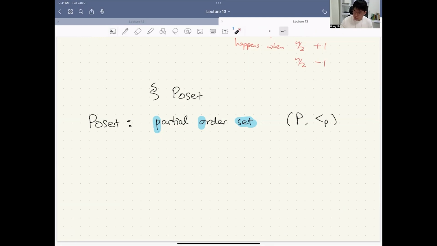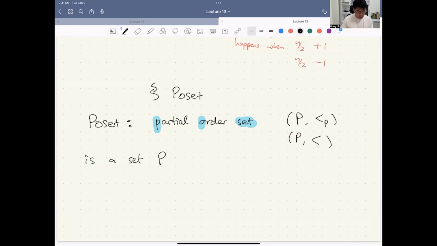So formally, I should write like this, but when it's clear, let me just write P and less sign. This is when the underlying set P is clear. Let me suppress this subscript P. So a poset is a set. Formally, it is a set P.